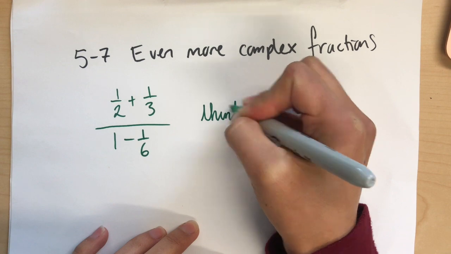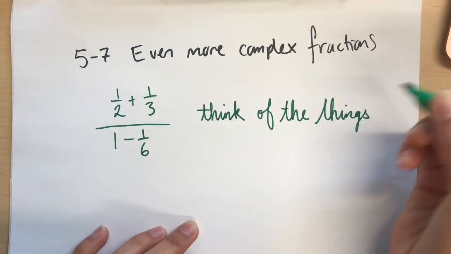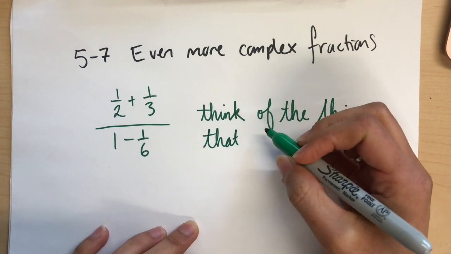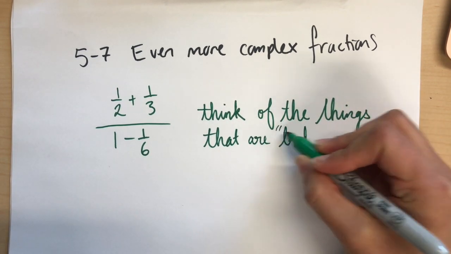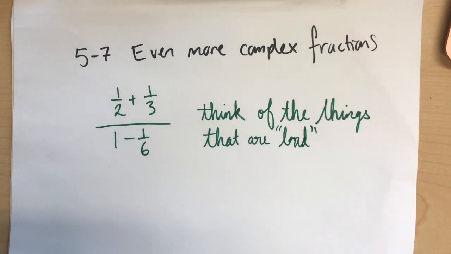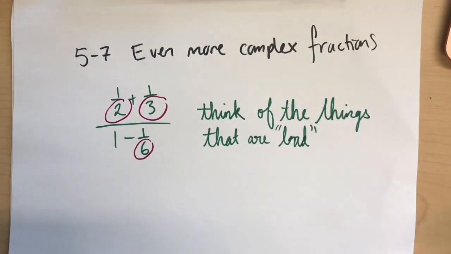Okay, so there's kind of two steps, right? So first we want to think of the things that are bad, the things that we don't like. That's kind of how I like to think of math a lot: what do I want to get rid of to make my life easier, right? I don't like that 2. I don't like that 3, I don't like that 6, right? Because they're fractions within fractions and they're just so messy and terrible to look at. So I'm going to try to get rid of all of them.